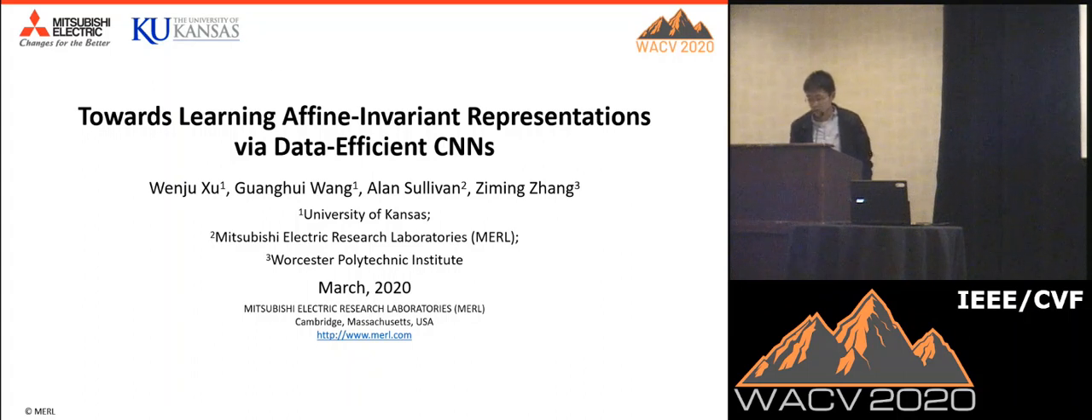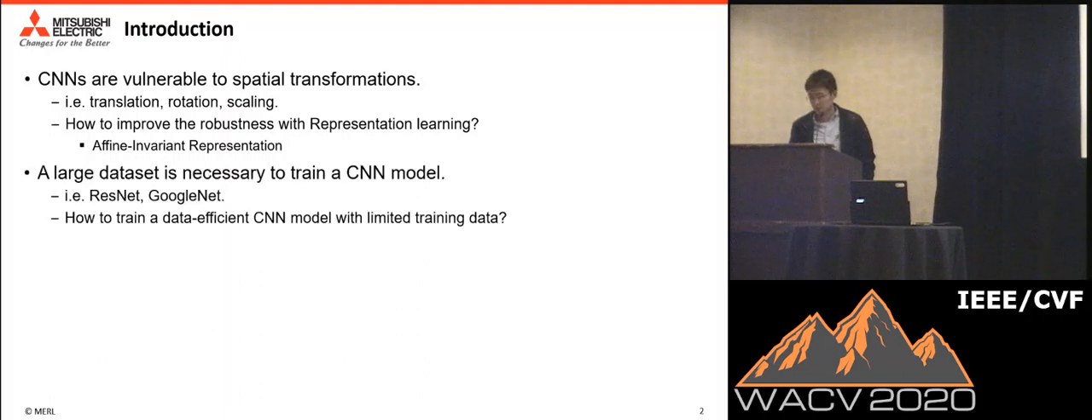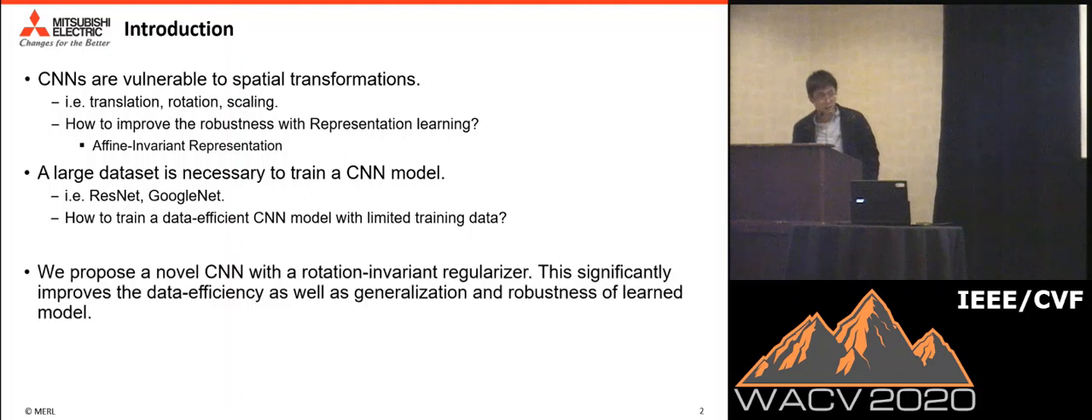This work is about towards learning affine environment representations via data-efficient CNNs. We know that CNNs are vulnerable to spatial transformation and take a large data set for training. So in order to improve the robustness of the CNNs, we introduced a rotation invariant regularizer, which would significantly improve the data efficiency as well as the generalization and the robustness of the model.